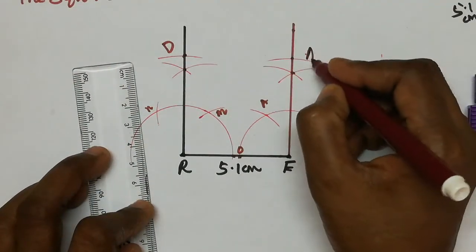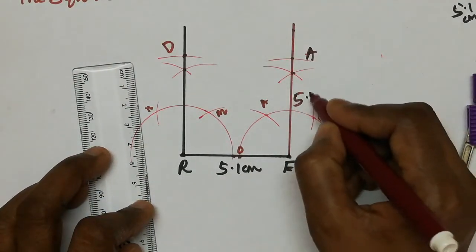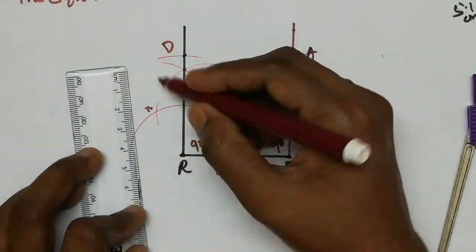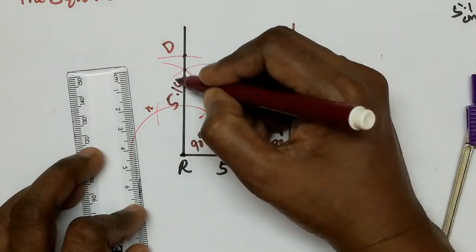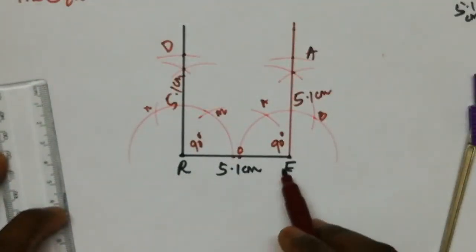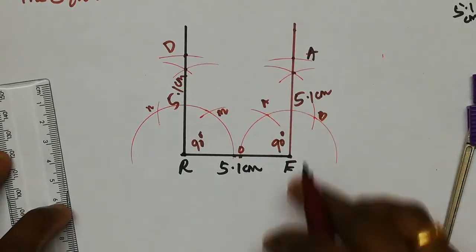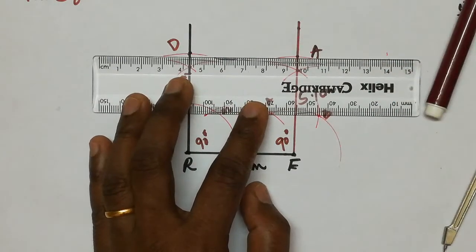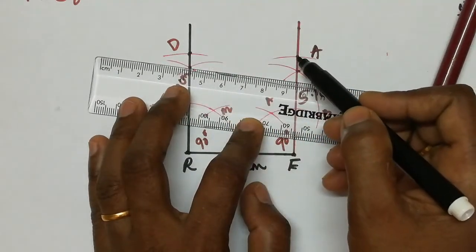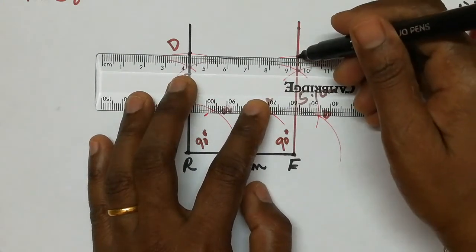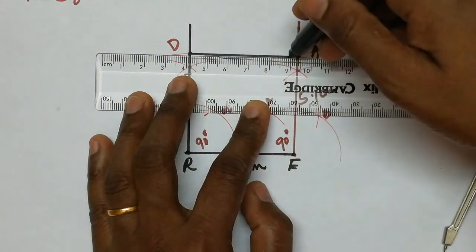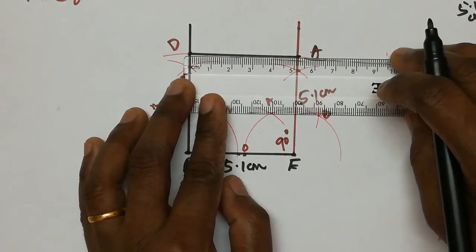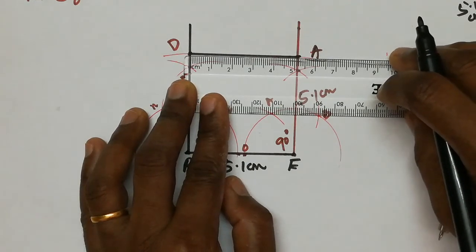Now we can name it. This is how much centimeter? That is 5.1 centimeter. Here is 90 degree. Here also 90 degree. RD is also 5.1 centimeter. Now we find RE. Here D and A also we got it. So we can join this D and A. Where is the arc? That arc should be joined. This should be exactly 5.1 centimeter. Okay, clear? Now we can check it here. Yes, it is 5.1 centimeter.